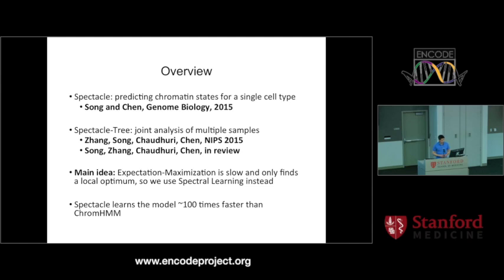So I'll just tell you about our results today. Our software, in case you're interested in actually running it, is about 100 times faster at learning the model than chromHMM. And I'll tell you the implications of that. It's not just so that your analysis goes faster, but we can actually do more types of interesting biological analysis by having a faster method.